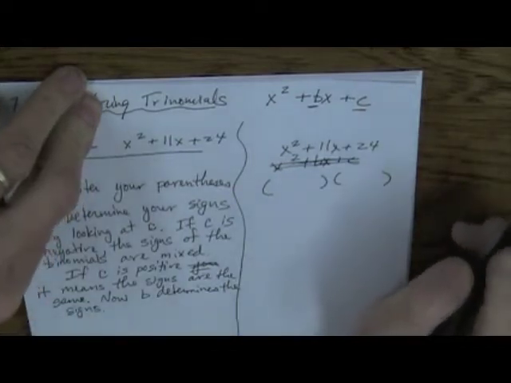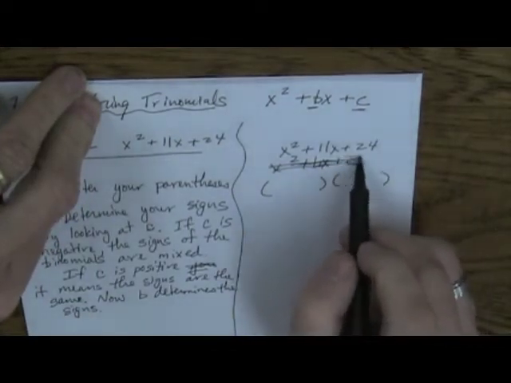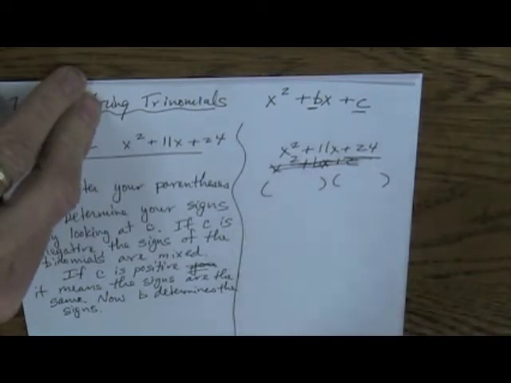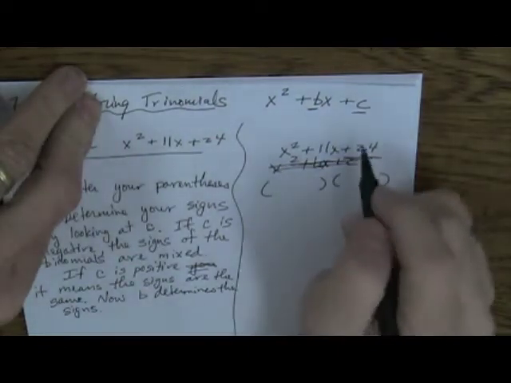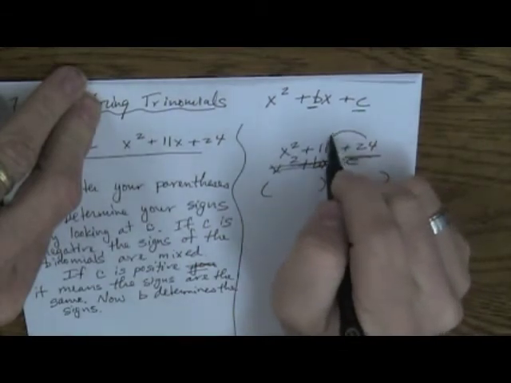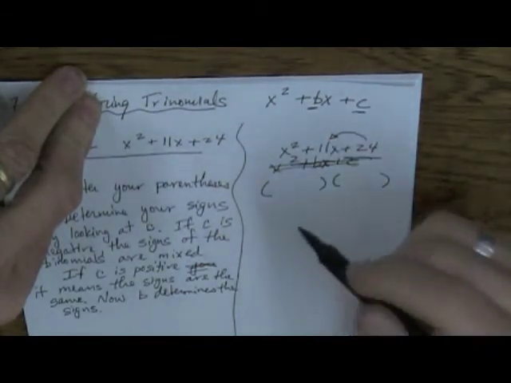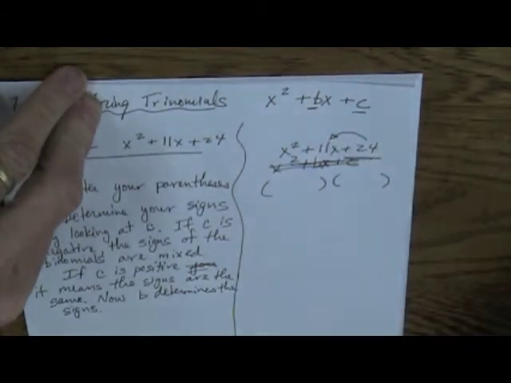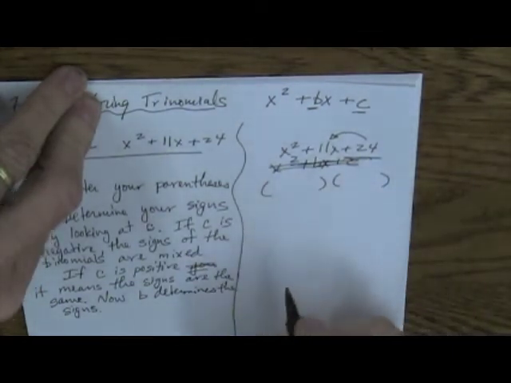So if you look at this, we're looking at c right here. Positive 24, which says what? They're both the same. So then you have to look inside here to b. And if b is positive, that means they're both positive. So we're going to put the signs in here.